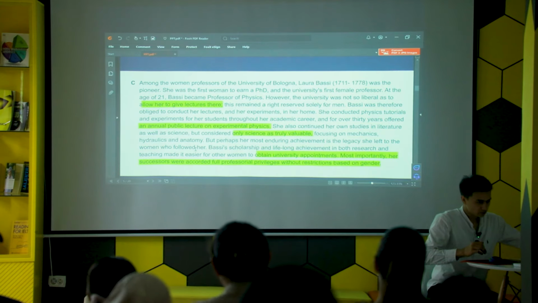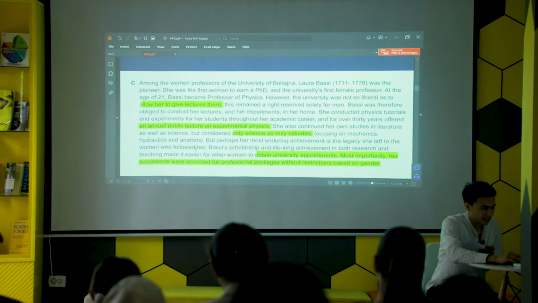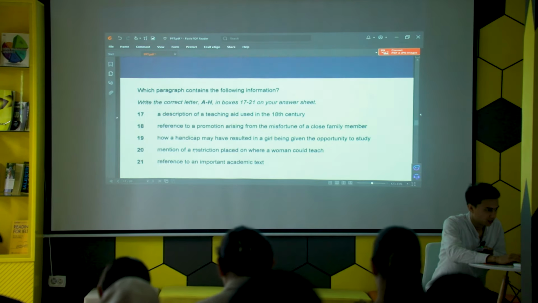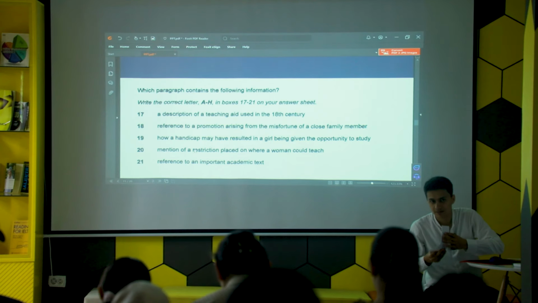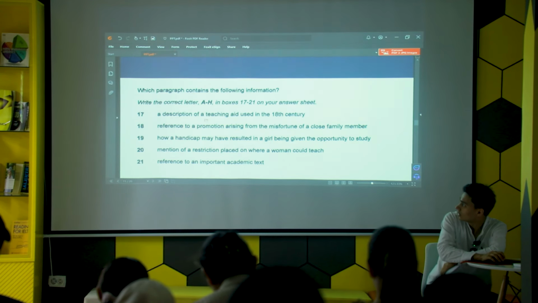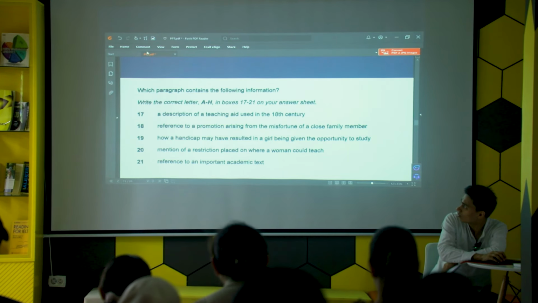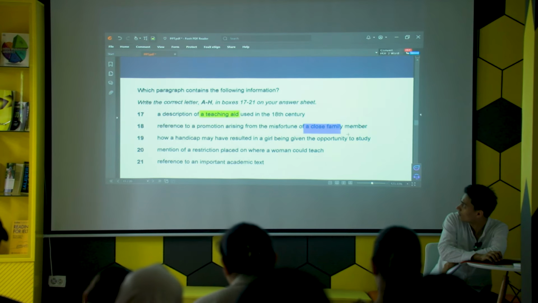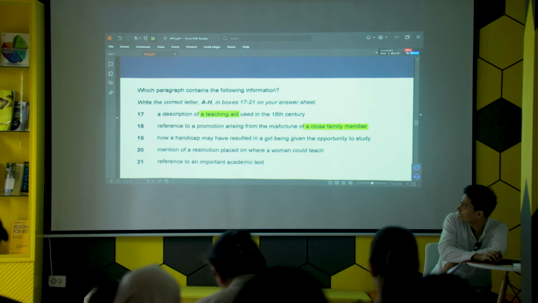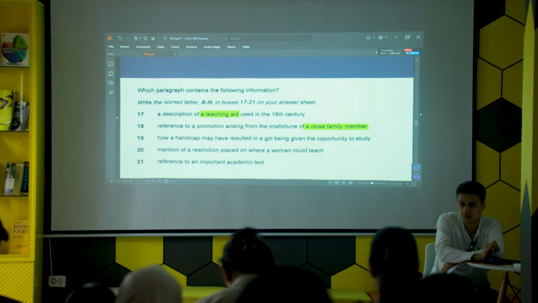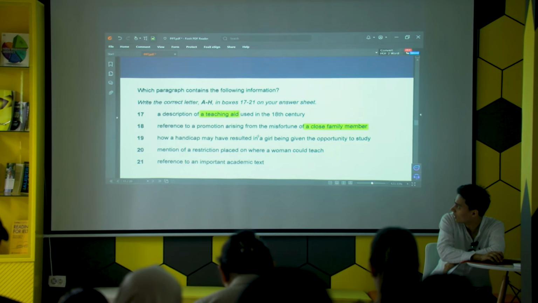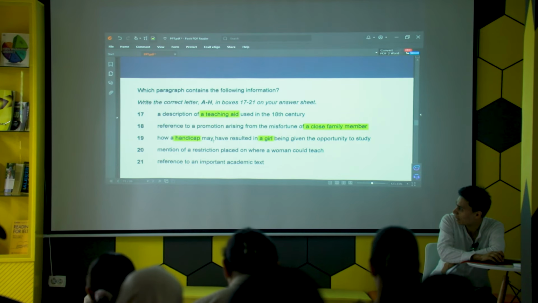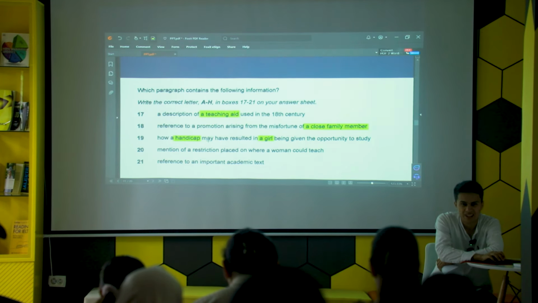So, o'qib oldik. Savollarga qaraymiz endi. Does it talk about teaching aid? It doesn't talk about teaching aid, right? Teaching aid haqida menimcha gap ketgani yo'q bu yerda. What about a close family member? Kimdir oila a'zosiga nimadir bo'ldimi? No, hammasi joyida. A girl. A handicap, qiyinchilik, like, nah, not really.